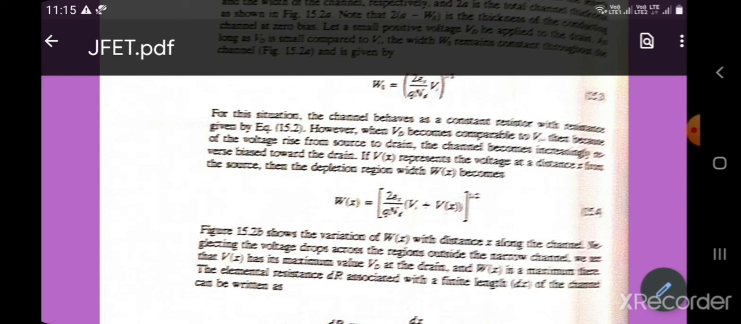This figure shows the variation of Wx with the distance x along the channel. Neglecting the voltage drop across the region outside the narrow channel, we see that Vx has a maximum value Vd at the drain, and Wx is the maximum there. The elemental resistance dR associated with a finite length dx of the channel can be written as dR = dx / (2q μn Nd Z (a − Wx)).